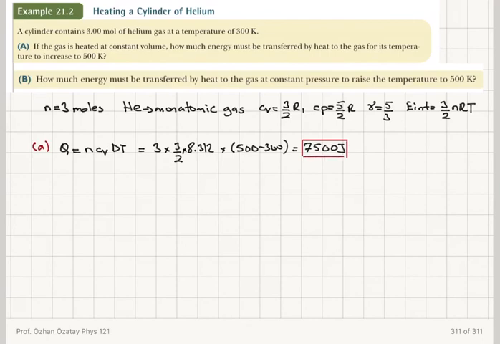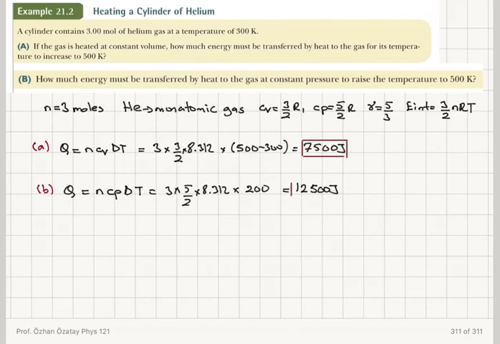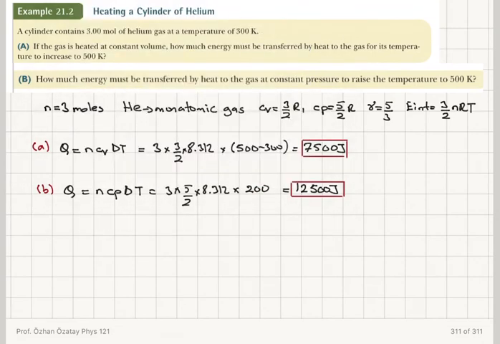And now if I do this at constant pressure, how much energy needs to be provided? So Q is equal to nCp delta T now. It is 3 times 5/2 R, 8.312, times 200 Kelvin, the temperature difference. It's 12,500 joules. So you can see that in order to do this at constant pressure, I have to provide more heat into the system.